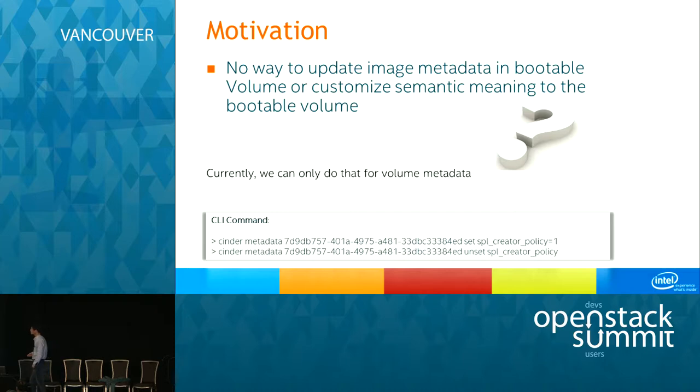Currently, what we can do in Cinder is just use the commands listed here to change some volume metadata. So this is not what we want. This is not what anyone is looking for. The first command you can use to create or update some volume metadata, and the second command you can use to delete some volume metadata. But what we want is to also leverage the capability to modify things in the image metadata to match specific requirements from the end user.